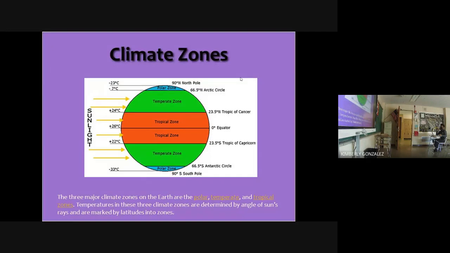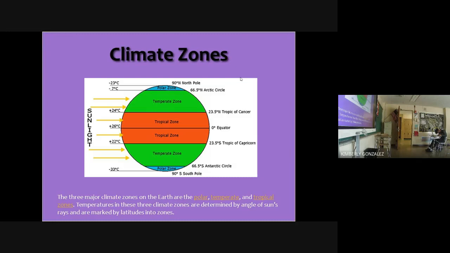Here we have the climate zones that we were just talking about. There's polar, there's temperate, and there's tropical. Those are based on the amount of sunlight that they receive, so it's determined by the angle of the sun's rays. Now, how are they actually broken down?